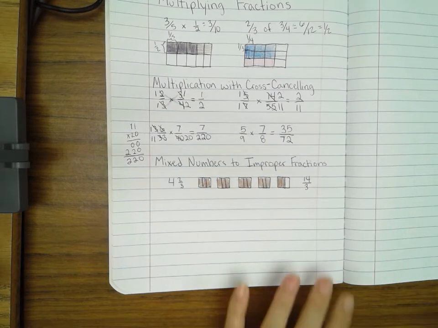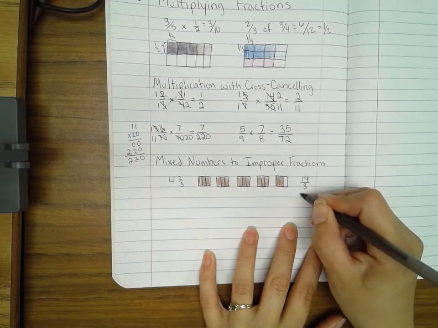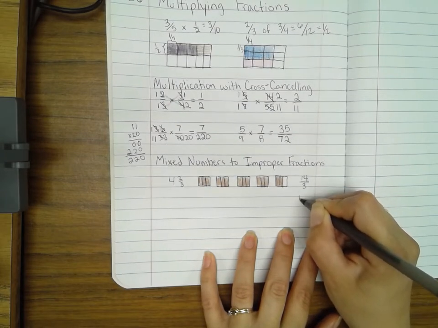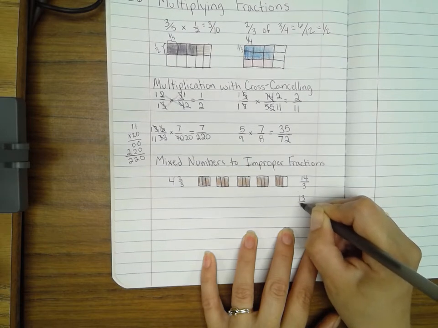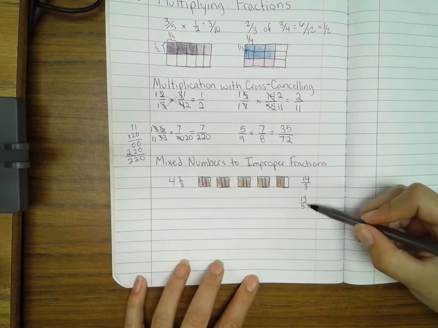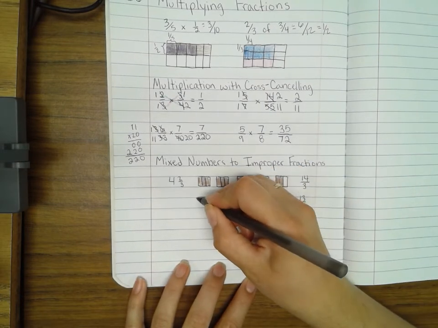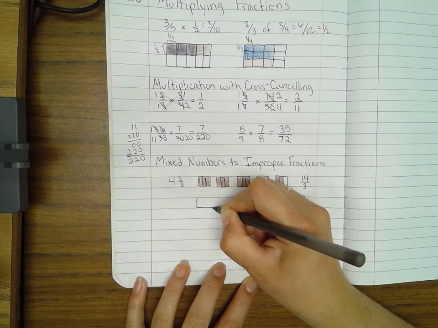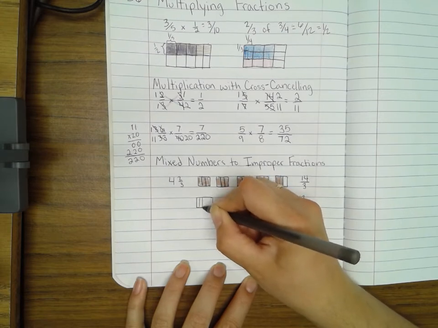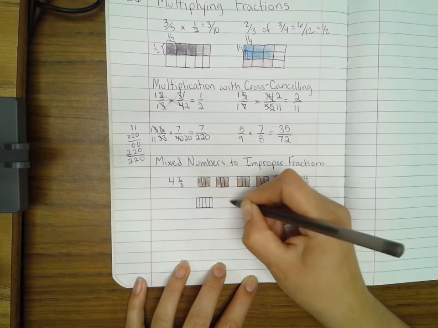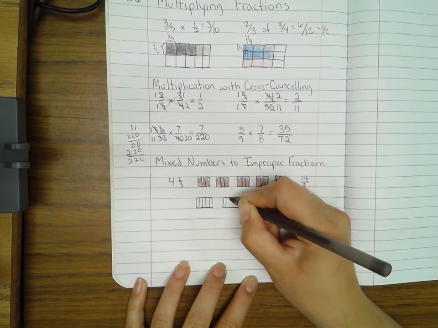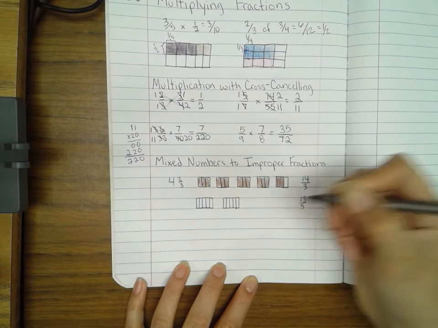Okay, now if I'm thinking backwards, let's try 13/5. Okay, this is going to be another one. I need fifths, and I need 13 of those. So I'm going to draw a whole unit so that I can make fifths. And I'm going to split it into fifths. 1, 2, 3, 4, 5 pieces. Another one. 1, 2, 3, 4, 5 pieces.